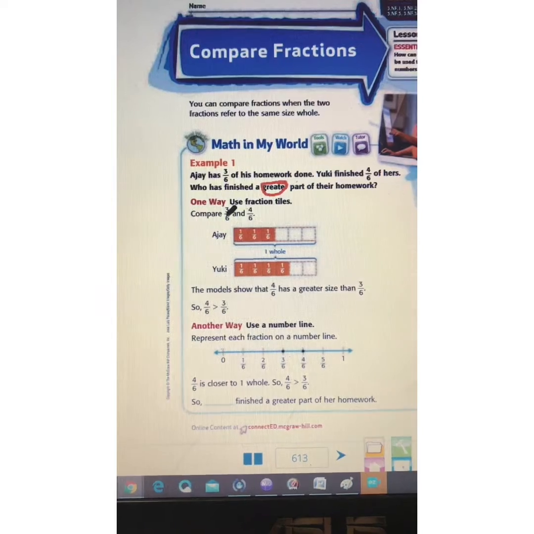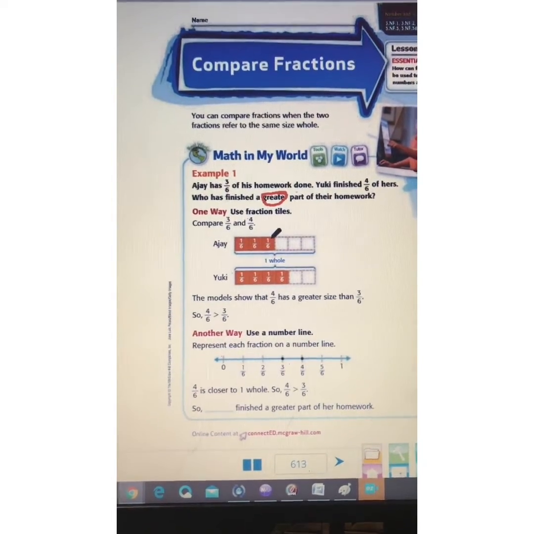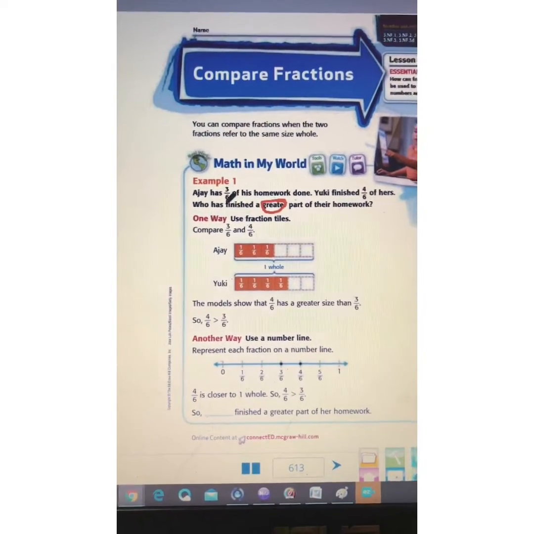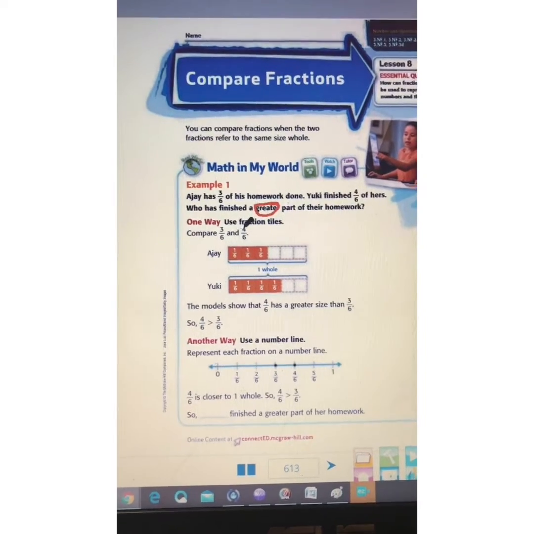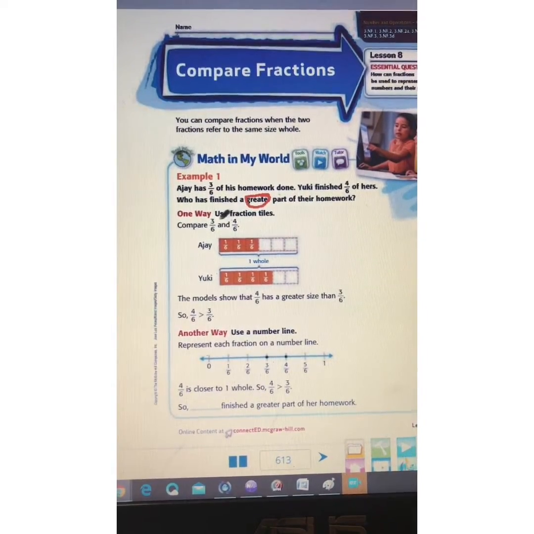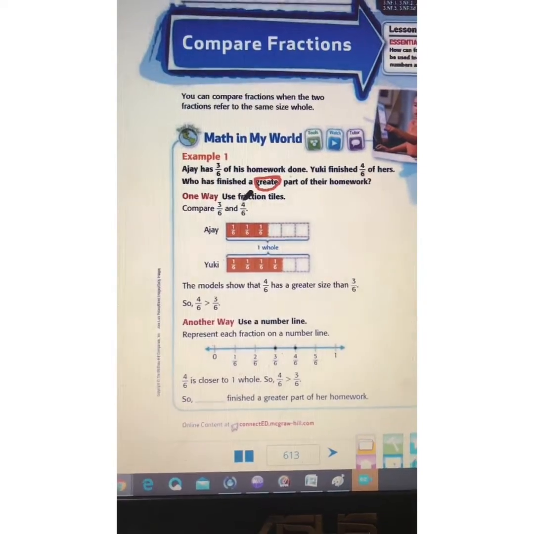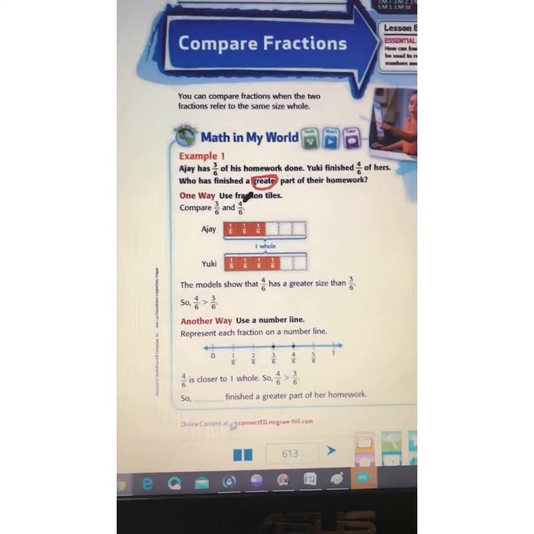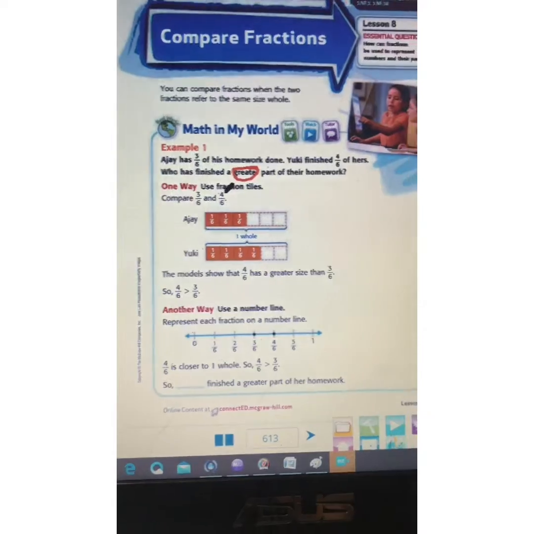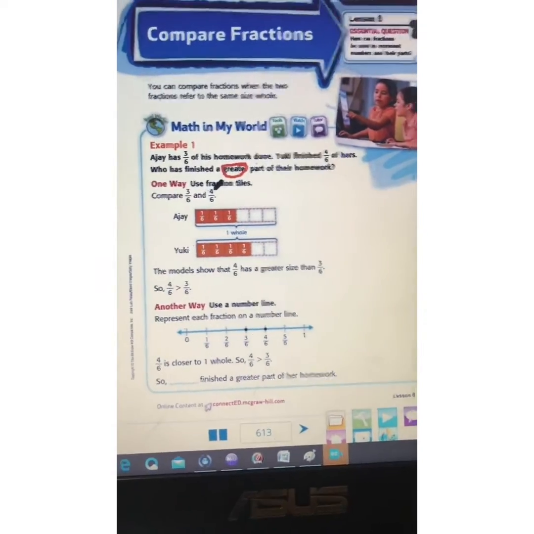Alright. If both denominators are the same, the only thing we need to compare is the numerator. So in this given, just looking at the fractions, which is bigger? Is it 3 or 4? Good job. 4 is bigger.